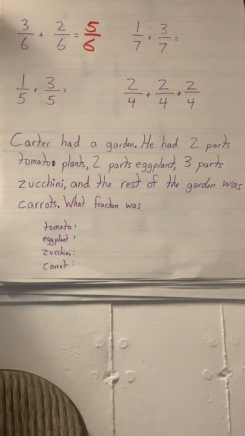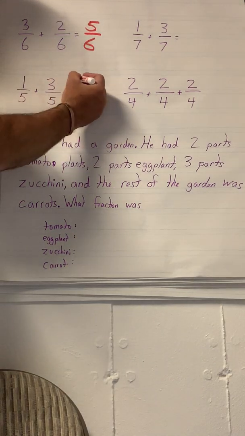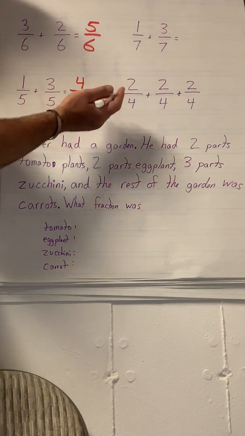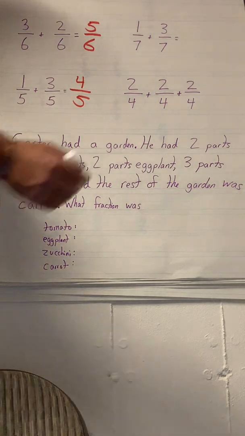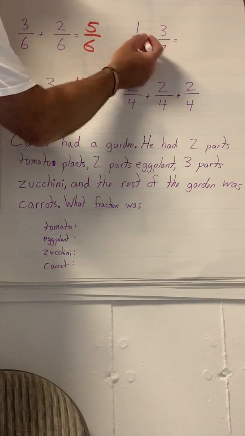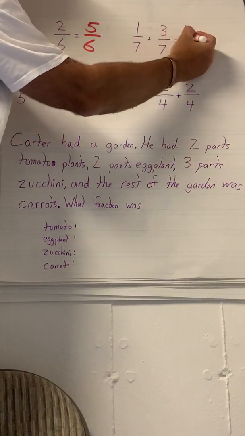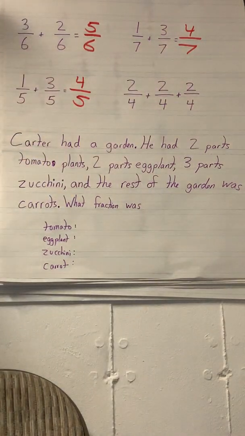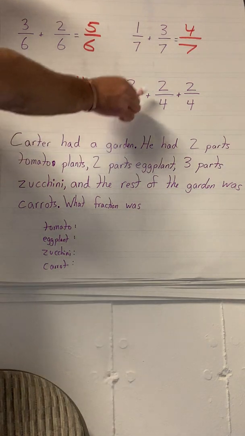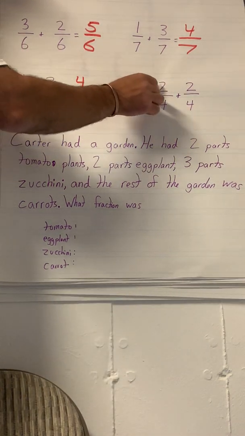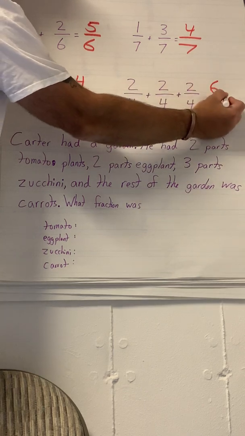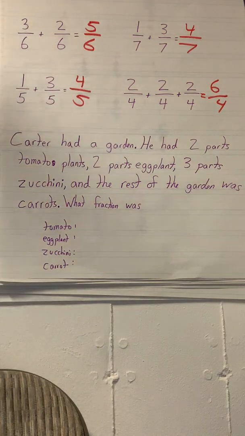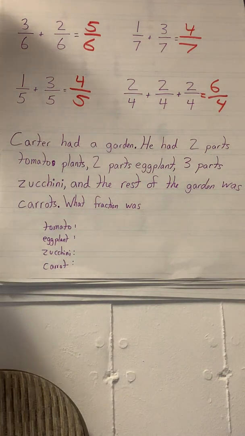So if I have 1/5 and 3/5, 1 plus 3 is 4, and then the denominator would be fifths, okay? If I have 1/7 and 3/7, 1 and 3 would be 4, and the denominator would just stay the same, 7ths. Now this is a neat one, so check this out. I have 2/4, 2/4, and 2/4, so I'd have 2, 4, 6 fourths, and notice how the numerator is bigger. That just means it's more than 1 whole.